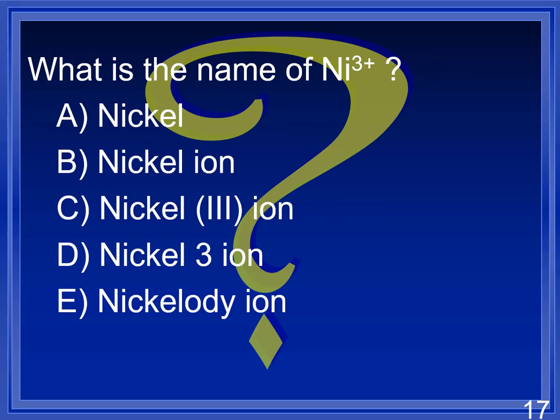So what is the name of Ni3+? Is it nickel, nickel ion, nickel 3 ion, nickel III ion, or nickelodi ion? The answer is, it's C. It needs a Roman numeral, and the Roman numeral is a 3. They write it as a Roman numeral, not like this, because people are going to think that this is how many, and it's not. Roman numerals don't tell you how many. They tell you charges.